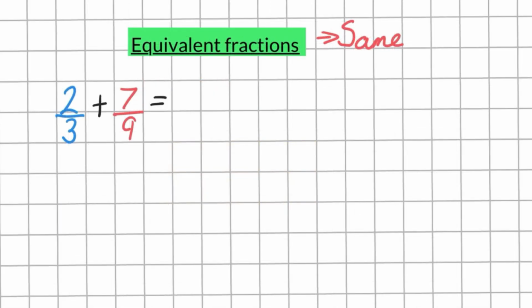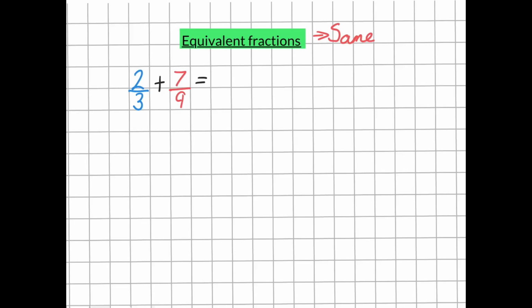So to apply that method to a slightly different example here, I have to add 2/3 and 7/9. The problem being that my denominators are different, so this is a little bit tricky. The solution then is to use my times tables to multiply to make my fractions, specifically my denominators, the same. I make my denominators the same by multiplying them.